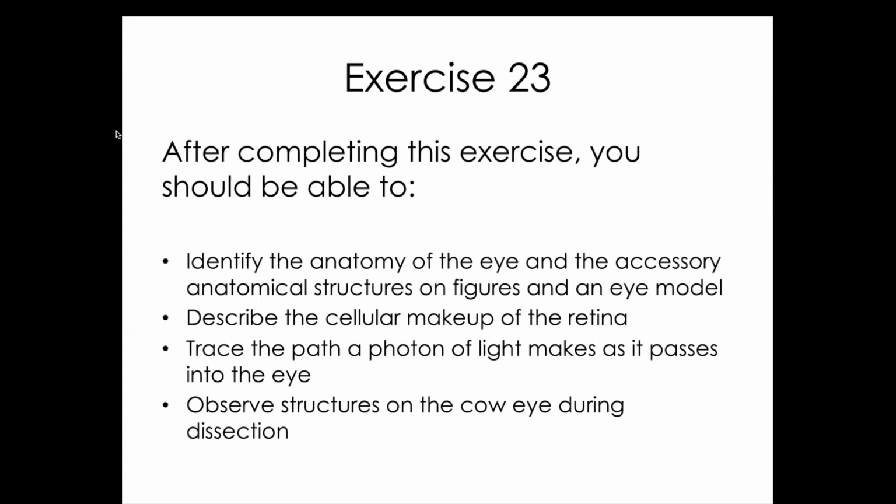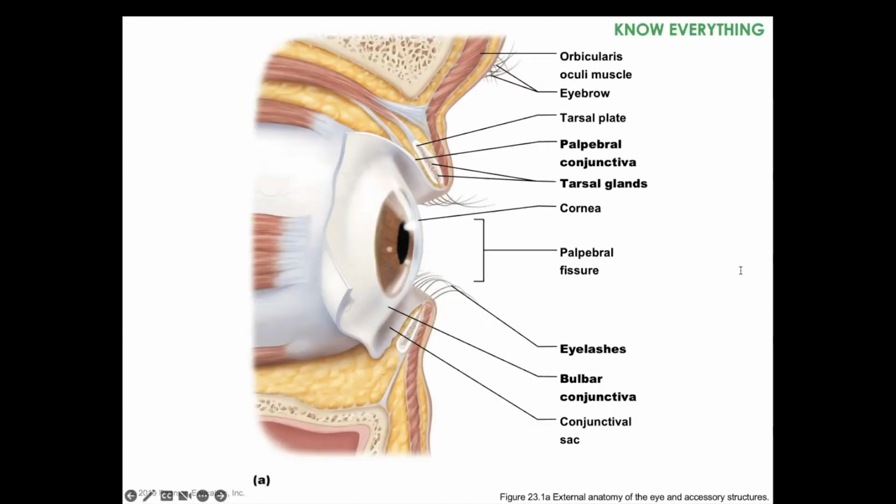First, we'll go over the anatomy of the eye, the cellular makeup of the retina, and talk about how light passes through the eye. Here's a look at the external anatomy of the eye. The cornea is the clear layer that covers the eye. The eyelids are going to be called your palpebra. And the palpebral conjunctiva is a lining on the inside of the eyelid. There's also a bulbar conjunctiva, which surrounds the outer border of the cornea.